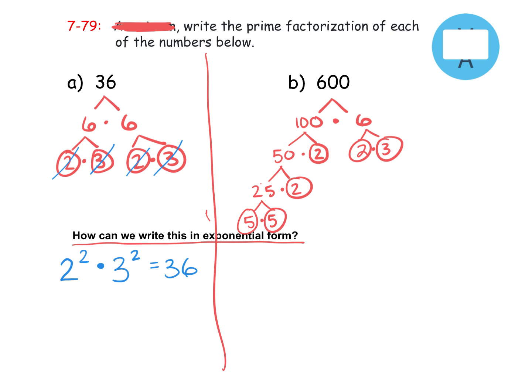Now let's go over to 600. All right, our smallest circled number is a 2. Let's count how many we have. 1, 2, 3. So 2 to the power of 3 times the next smallest, which is a 3. We only have one of those, so we don't need an exponent for it. And then we have 5, and we have 2 of those. Equals 600.